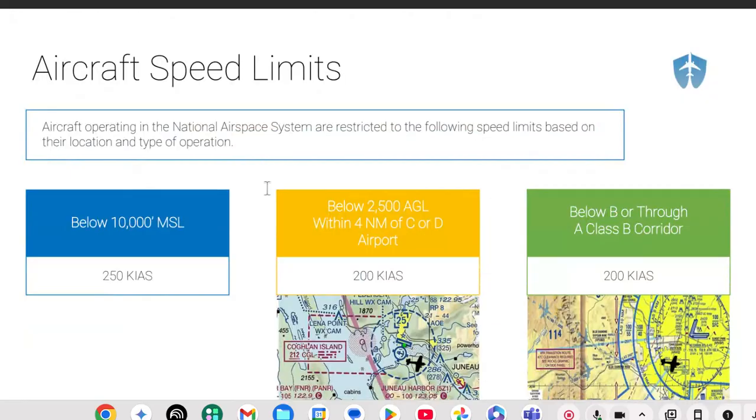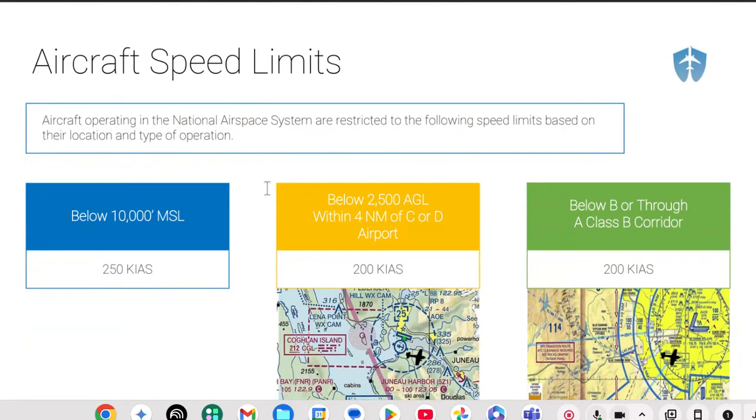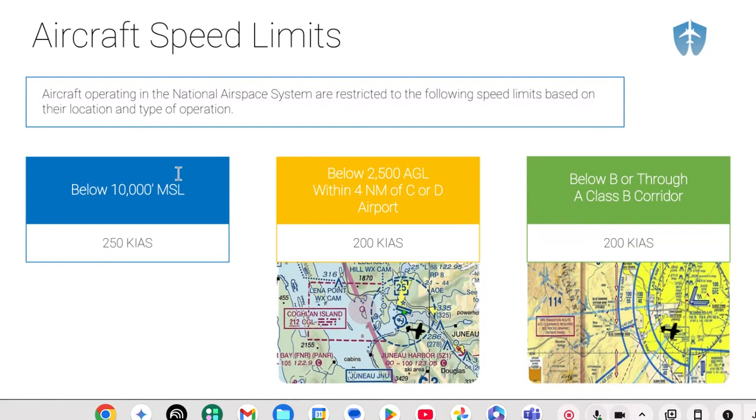And lastly, we can talk about speed limits, although we're probably never gonna reach these speeds in general aviation planes, but it's good to know for the checkride. If you are below 10,000 feet MSL, the speed limit is 250 knots indicated. If you're below 2,500 feet AGL within 4 nautical miles of Charlie or Delta, it's going to be 200 knots. And in Class B airspace, through a Class A or B corridor, it's going to be 200 knots indicated as well.